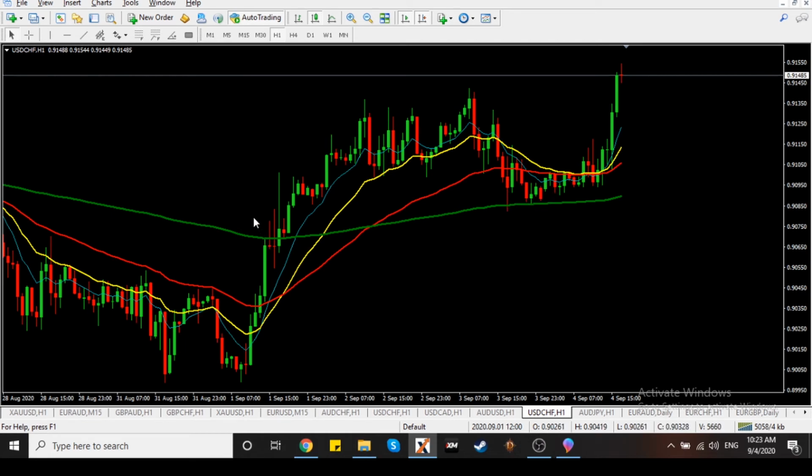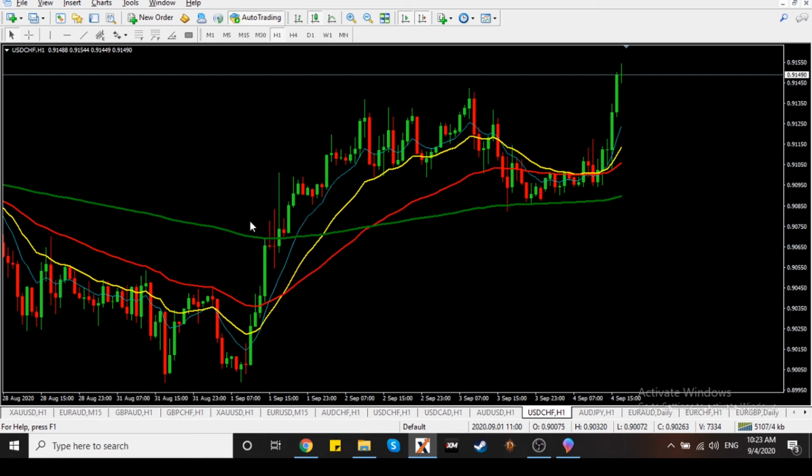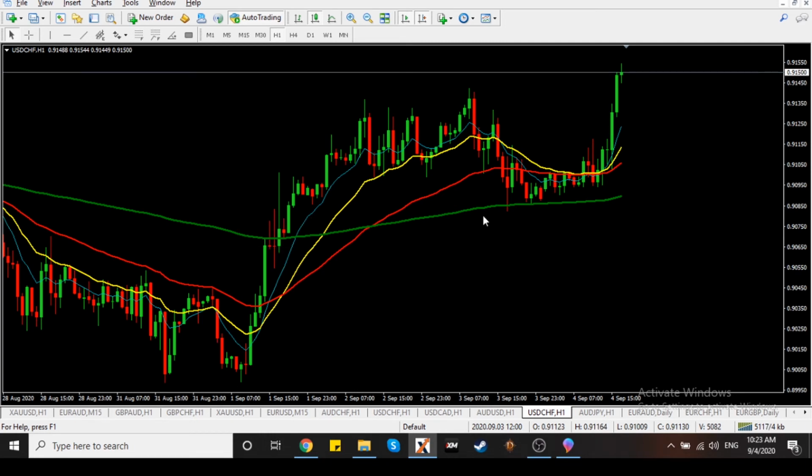Makikita nyo dito, dito nag-cross ang price from being below 200 EMA going to being above. At makikita nyo yung mga wicks na yan, yung mga linyang yan na nagtatalo ang sellers at ang buyers. That is a sign of a reaction of our traders to the 200 EMA. Yan ang ginagamit ko.